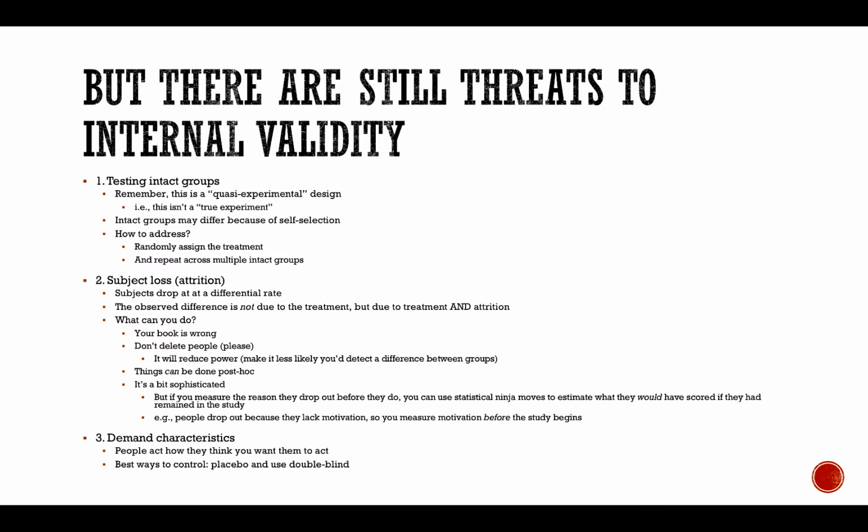They also said that by the time the experiment is over, there's not much you can do. You are basically screwed, and that is actually not the case. You can do things post hoc, and it's a bit sophisticated. And by the way, if y'all watch my missing data video, you know exactly how this works. The idea is if you measure the reason they drop out before they do, you can use statistical ninja moves, which we call multiple imputation, or some maximum likelihood methods, to estimate what they would have scored.